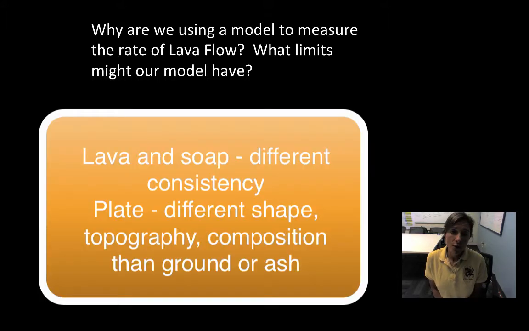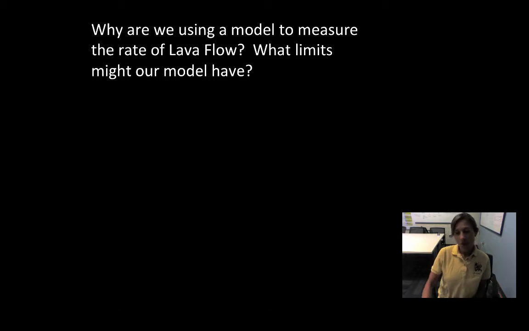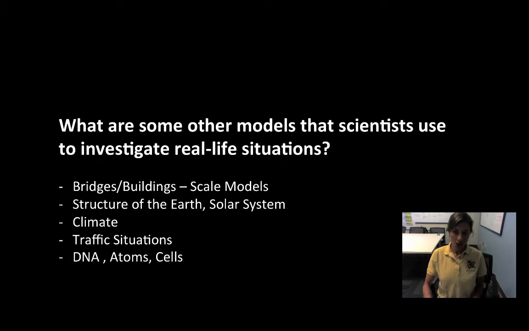You then might also go into the idea of what limits your model might have. Because soap and lava might not have the same consistency, you might not be able to provide as accurate a prediction as you would have liked. The plate doesn't necessarily have the same topography as the land around a volcano. So these are ideas that a model is not necessarily perfect. It does have limits, but at times it is needed because going out into the field would not be possible. This would lead into your final class discussion and question before moving on to Section 2.